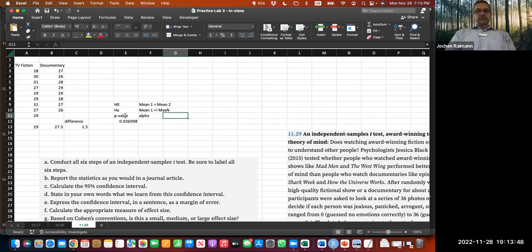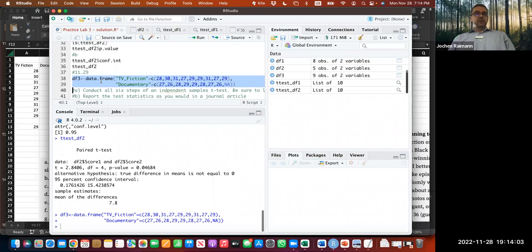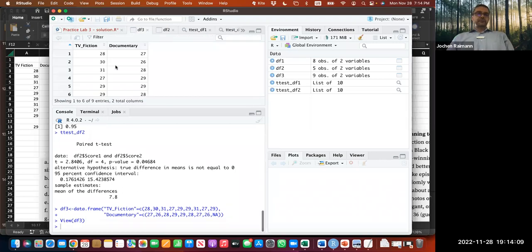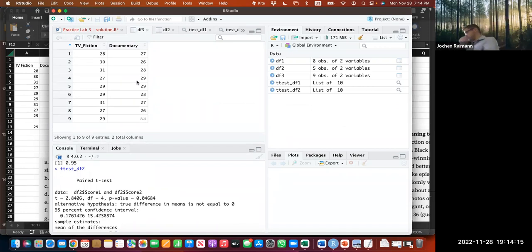So now let's quickly do this in R in the last 7 minutes. If you open RStudio now, we're selecting lines 38 to 39. Running this builds a 3rd data frame. It looks the same way, and it's basically the same data as in Excel.